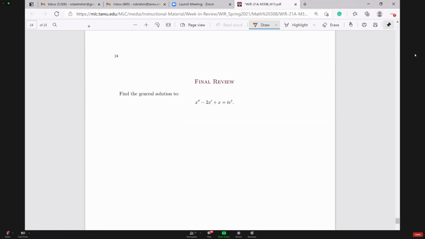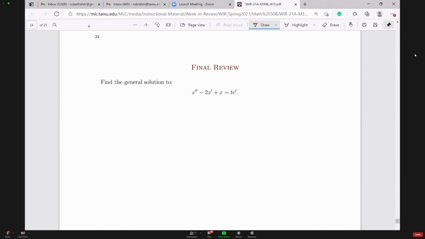So first of all, we're going to try to find the solution to x double prime minus 2x prime plus x is equal to 0. How do we do this? How do we find the general solution to this equation? Characteristic polynomial. Yeah, exactly. So the characteristic polynomial is r squared minus 2r plus 1, and this is (r minus 1) squared.